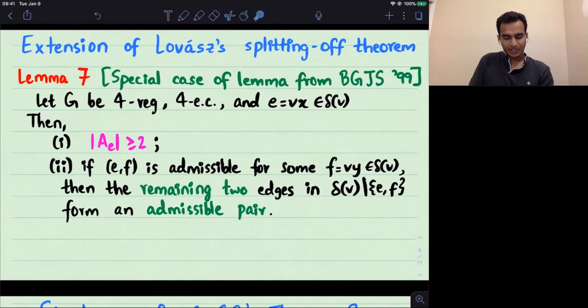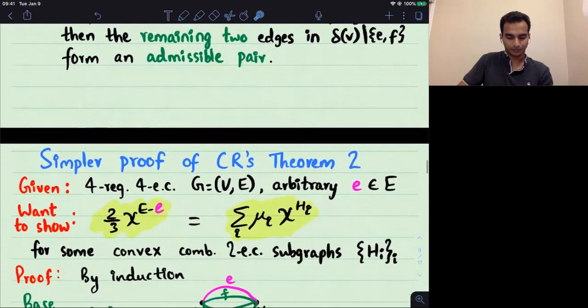Furthermore, if E and F form an admissible pair, then the remaining 2 edges in delta V form an admissible pair. This is trivial to see because once you perform a splitting off on an admissible pair, the residual degree of V is 2. And it is easy to see that whenever you have a degree 2 vertex, just ignoring it, just forgetting the label of that vertex, still preserves global edge connectivity.